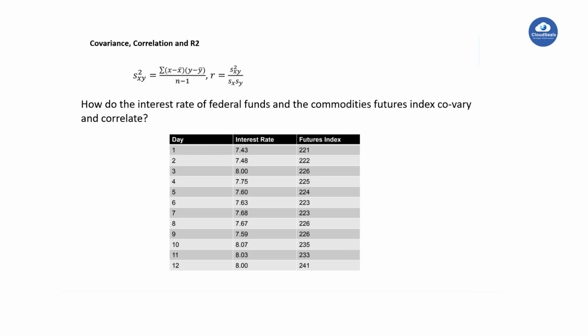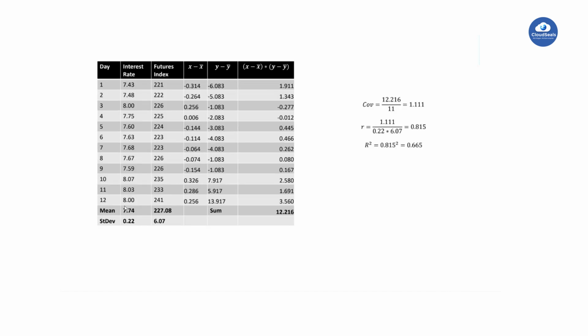Let's take here, I calculated the mean value. This is the independent variable mean value. This is the dependent variable mean value. These are the differences between X and the average of the X values, like this. X bar means the mean value, that is the average value. This one is 7.74. Y bar is 227.08.